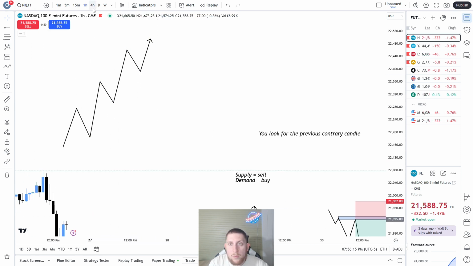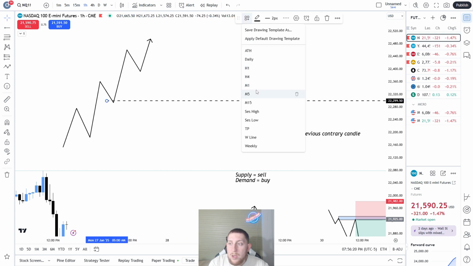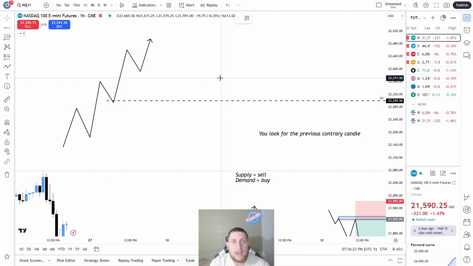Let's say right here, we're on the 1 hour time frame like we are. We would go ahead and put a line here. We would put it H1 because we are on the H1 time frame.